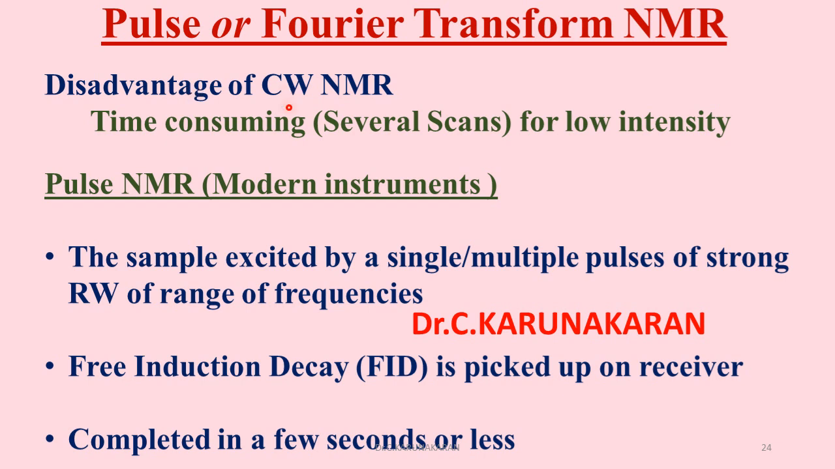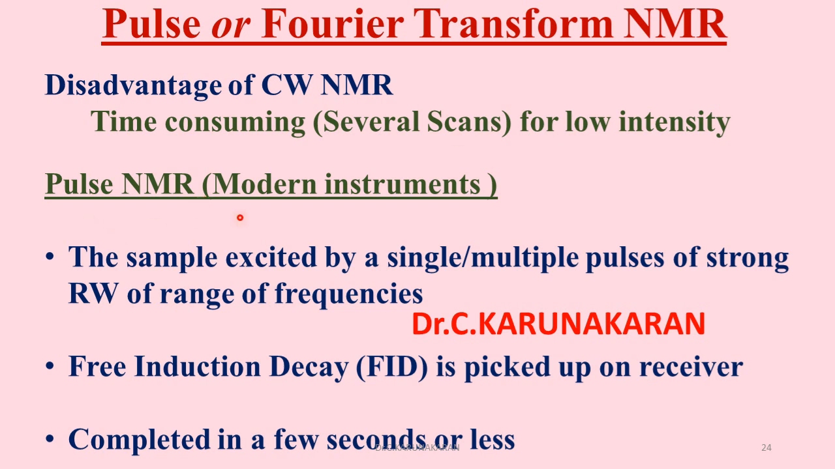As I explained earlier, the continuous wave NMR is the old version of the NMR instrument. It is time consuming. We need to take several scans. It will take a long time for recording, measuring NMR spectra of a single compound. If the intensity is very low, then we need to carry out several scans.